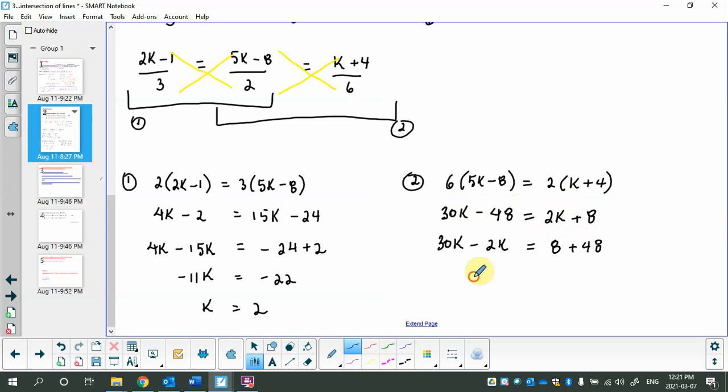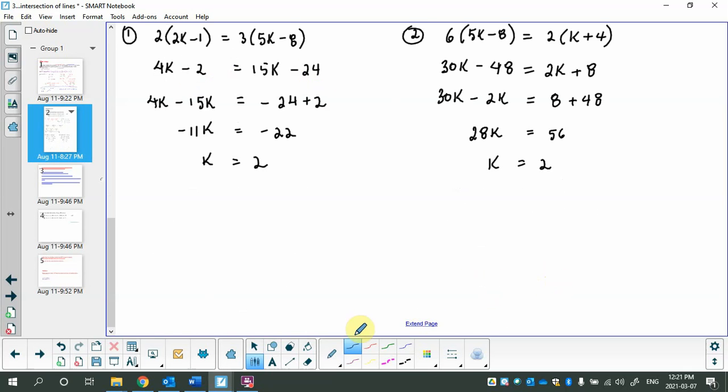Sorry for the silence. Concentrating. 48, 49, 56. Divide both sides by 28, and I get k is equal to 2. And when these two match, I'm going to put a happy face, even though that means extra work.